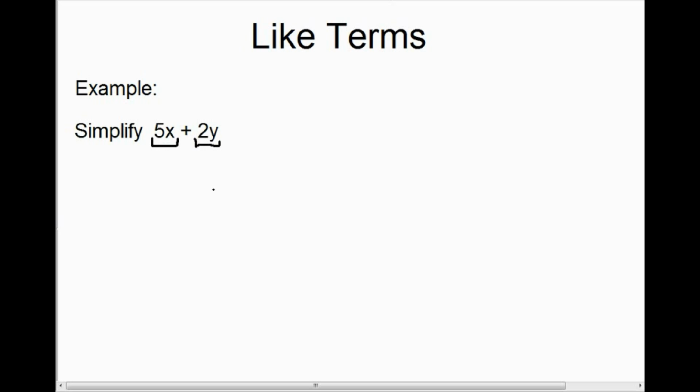Those are different variables, so what we have to assume is those are different values. They're usually not going to be the same. So in this case, there is really nothing we can do. You cannot simplify this math sentence because we do not have like terms.